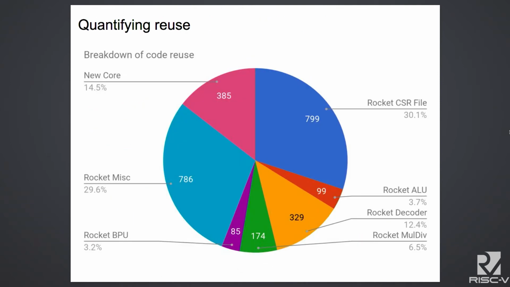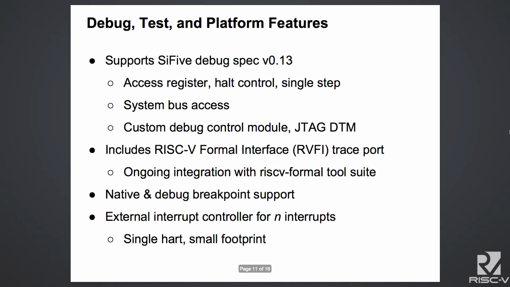And quantifying reuse, this ignores some of the ancillary blocks in the core complex, but the new core is 14.5% of the overall lines of code that get reused from Rocket Chip, and it implements a completely different microarchitecture and socket interface for the CPU. And again, the CSR file is twice as big as all of the code required to write a new core using Rocket components. And it has full support for the SiFive debug spec mandatory commands.